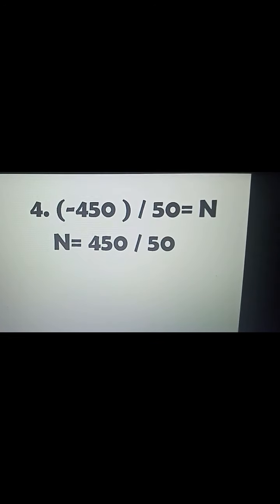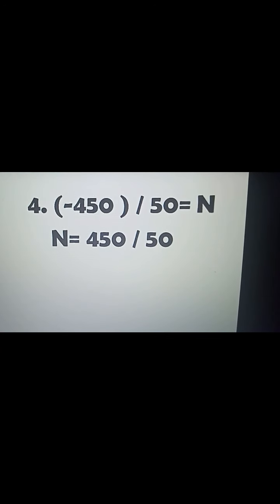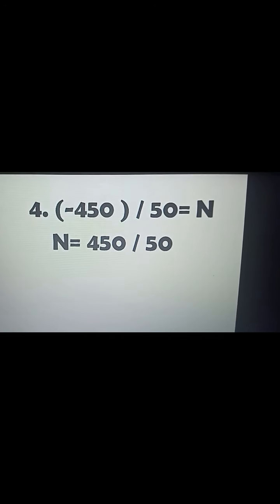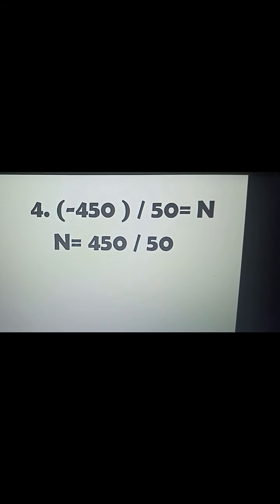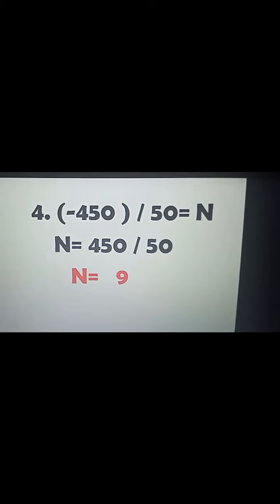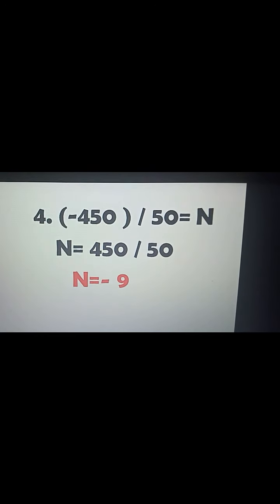Problem number 4. Negative 450 divided by 50 is equal to n. This is dividing integers. First, we find the absolute value. The absolute value of 450 and 50 are 450 and 50. Copy the division sign. To find the quotient, divide the two numbers. 450 divided by 50, the answer is 9. Then attach the negative sign. The final answer is negative 9.